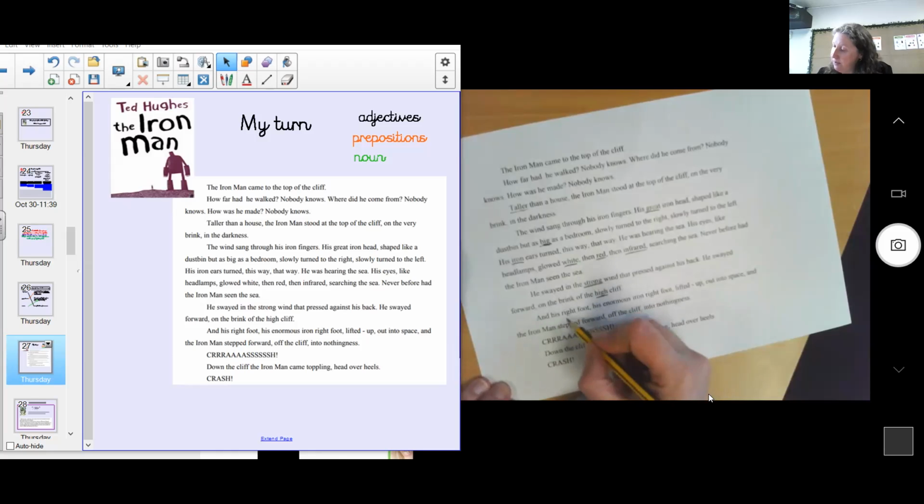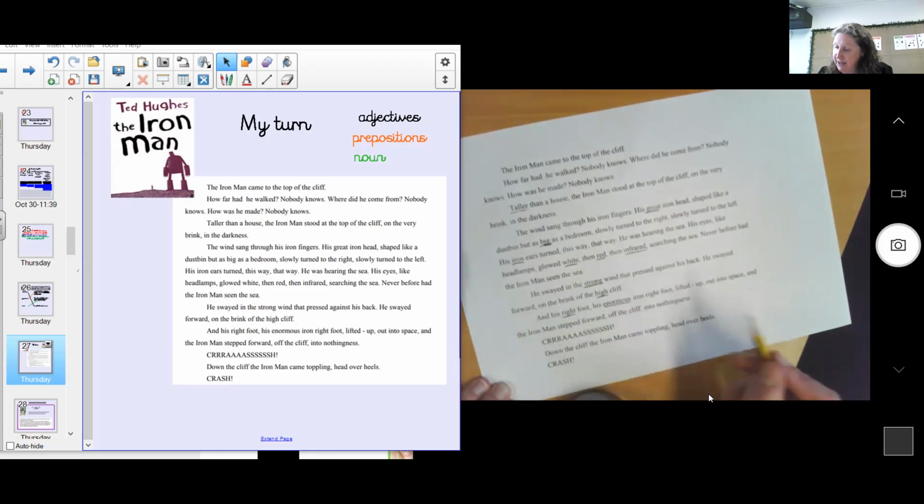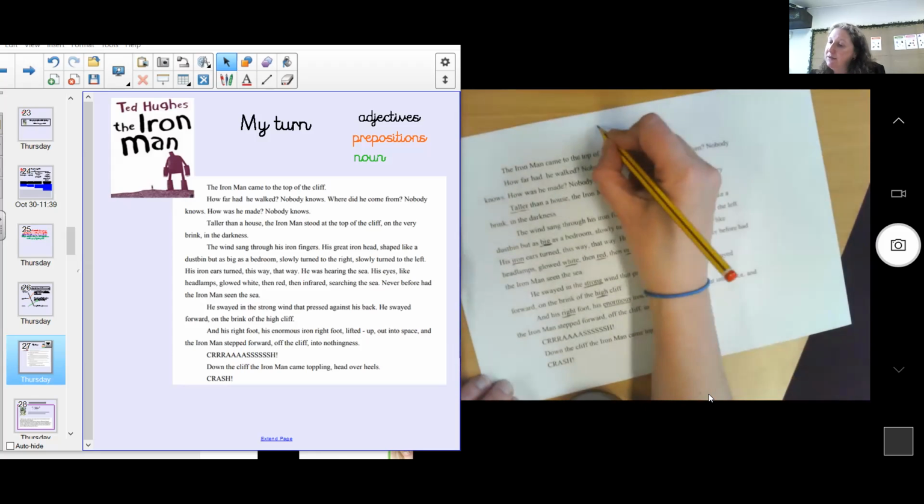And his right foot, so it's telling us which foot. It's not just saying his foot, it's telling us his right foot, so it's describing which foot. His enormous, so that's telling us how big it is. Okay, so I've gone through this and I have looked at the adjectives. I might just write that.